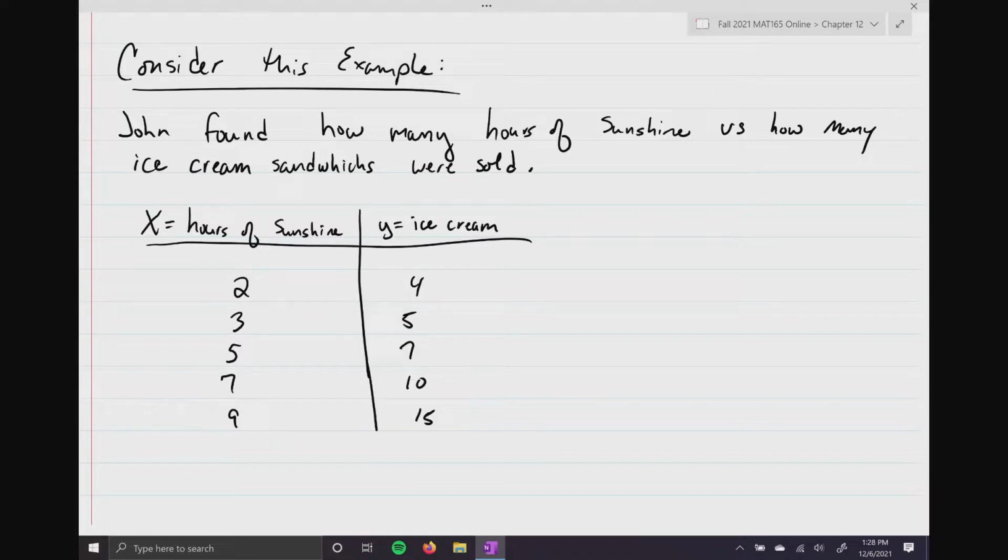So I collected some data, and I found that when there were 2 hours of sunshine, I sold 4 ice cream sandwiches. When there were 3 hours of sunshine, I sold 5 ice cream sandwiches. When there were 5 hours of sunshine, I sold 7 ice cream sandwiches, and so forth, okay? So I went ahead and plotted these values for us, and I'm going to show you what that looks like right now.